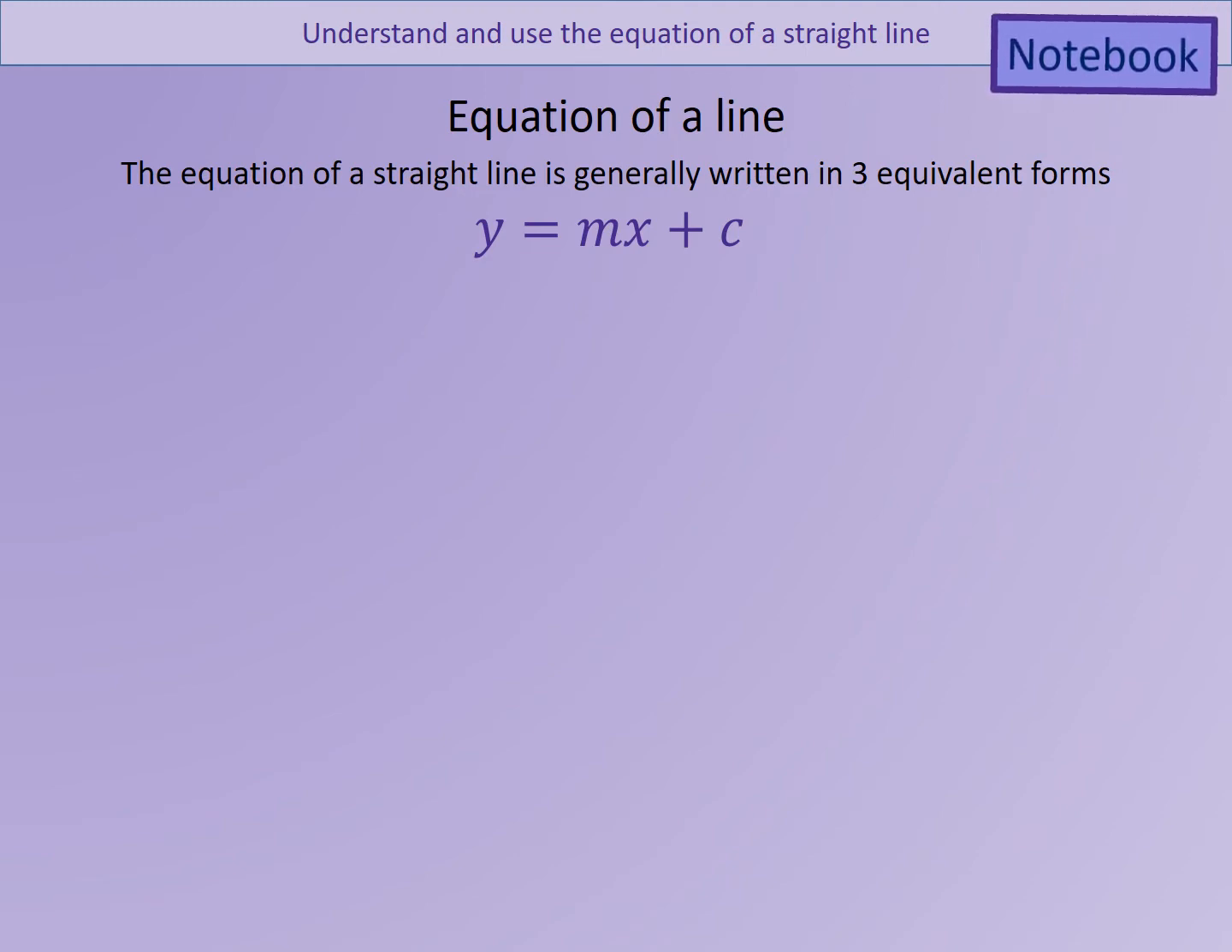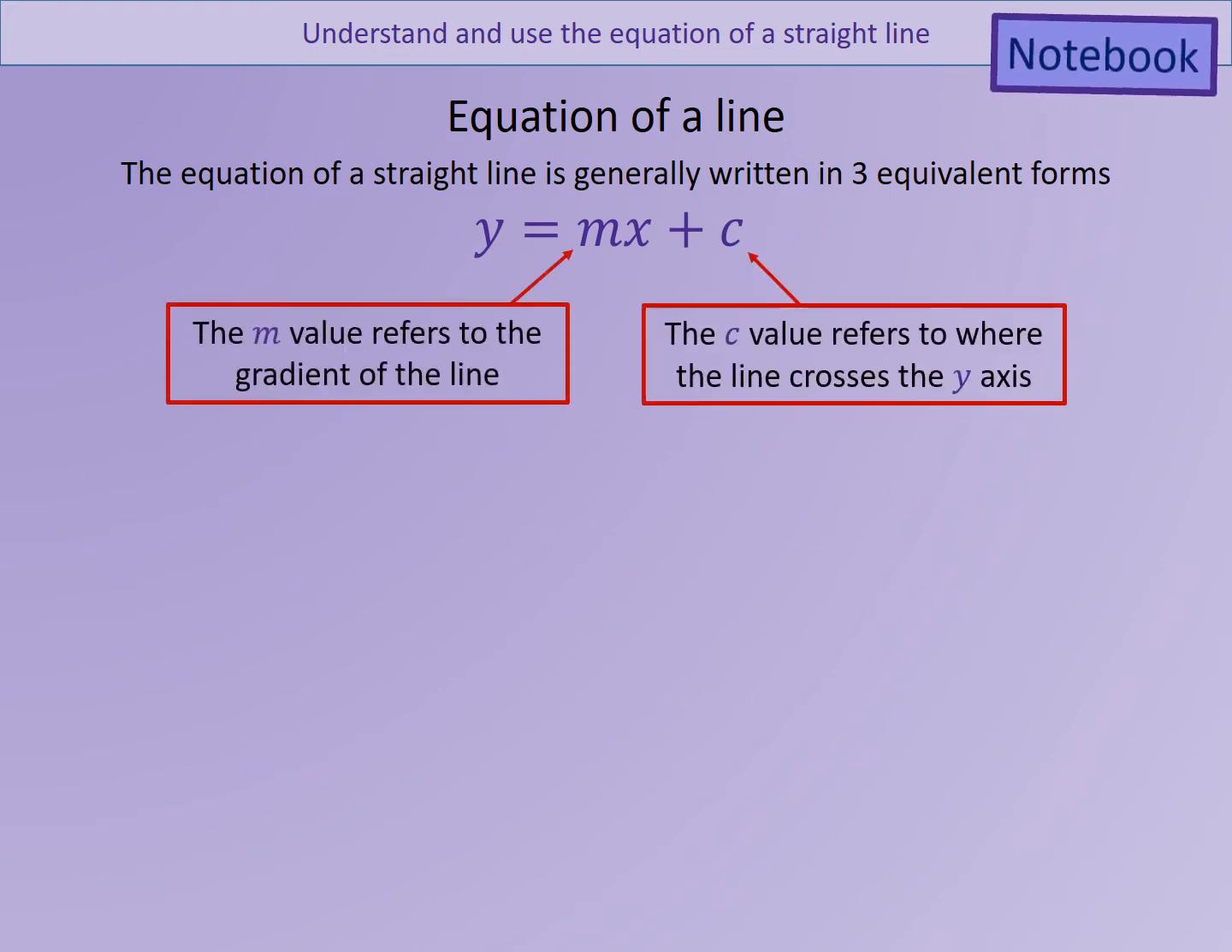Sometimes it's appropriate to use this version, sometimes it's more appropriate to use the other 2 versions, so we need to be aware of all 3. In this version, the m represents the gradient of the line, and the c value represents where the line crosses the y-axis. We sometimes call that the y-intercept.